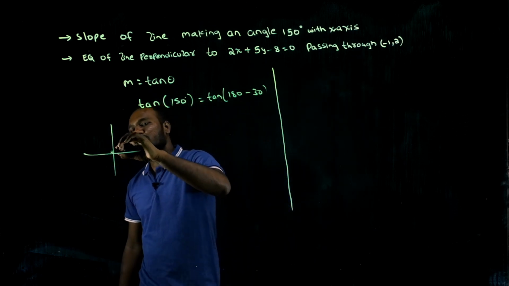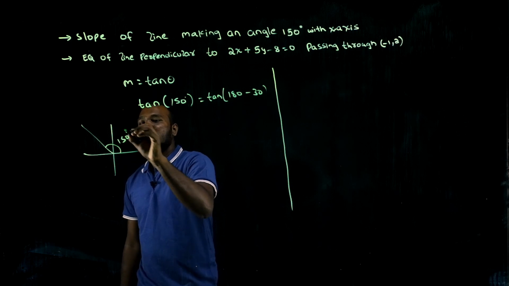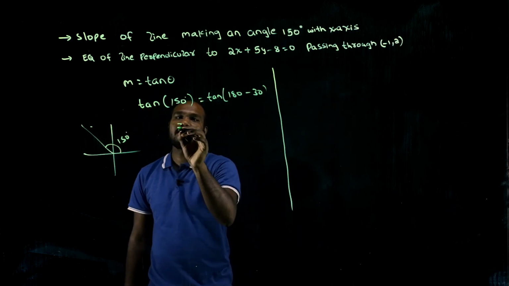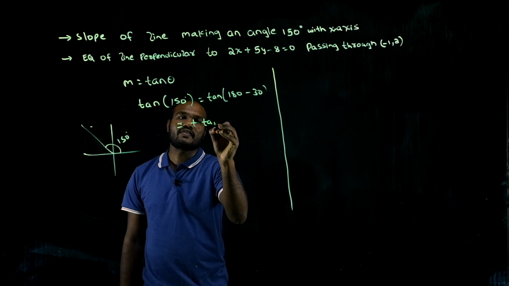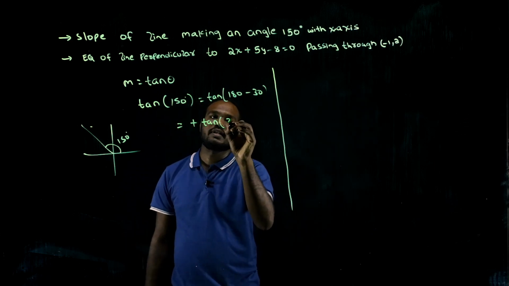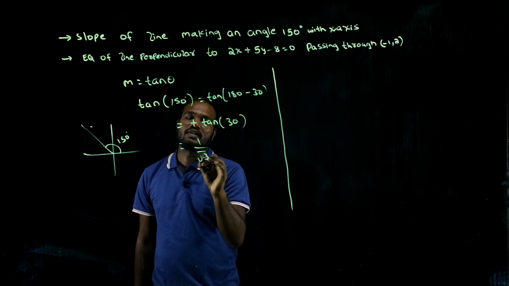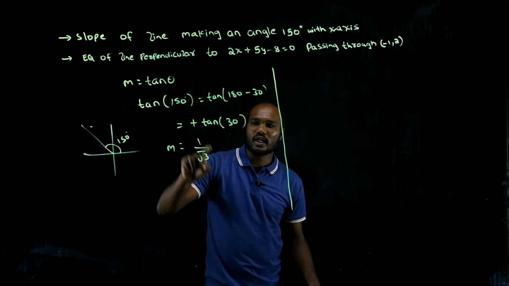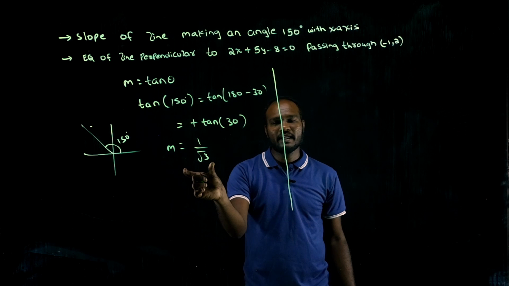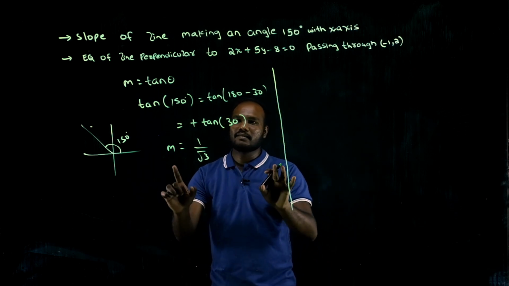So 180 minus 150 is somewhere here. This is 150 degree. So this lies in second quadrant. In this quadrant tan is negative. Tan will remain tan because it's not a complementary angle. So 30 degree. How much is tan 30? Tan 30 is 1 by root 3. The slope of a line is what? 1 by root 3. This is just very simple.